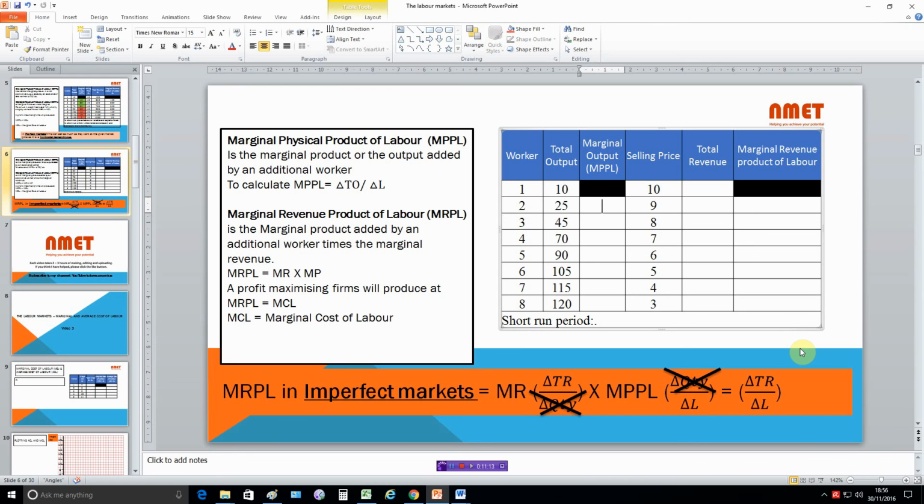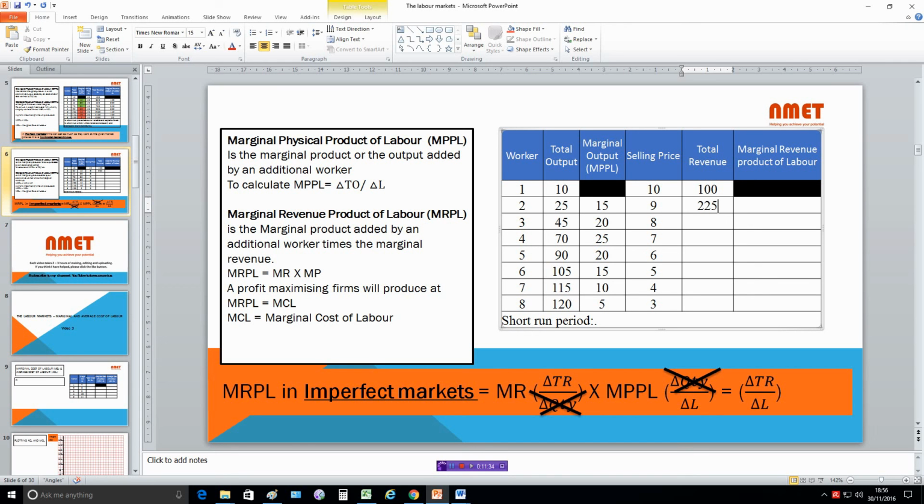It's 15, 20, 25, 20, 15, 10, 5. What is the total revenue for the first worker? 100. 9 times 25. This is where your maths comes in.